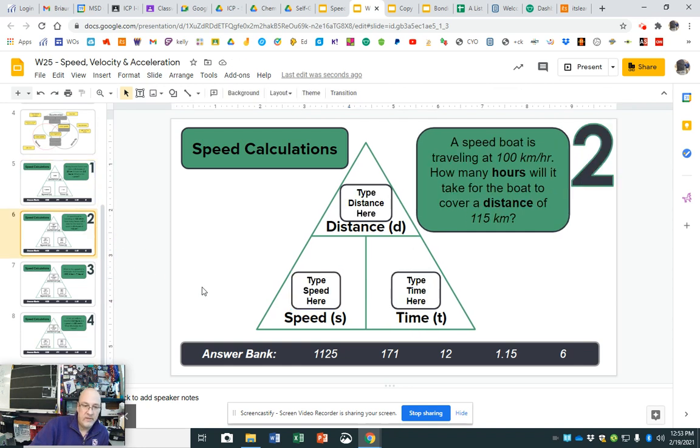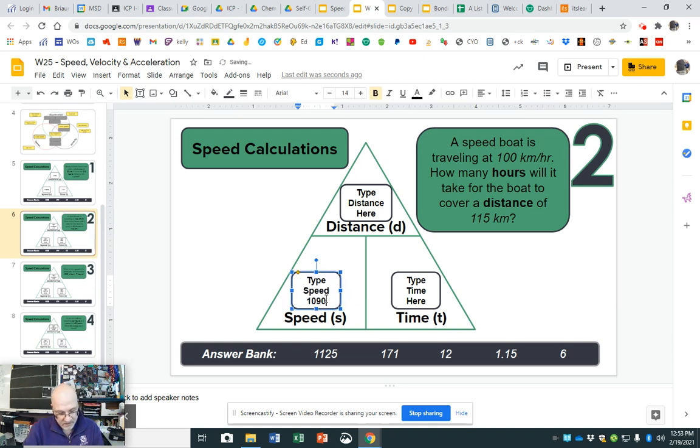All right, try another one. So it says traveling at 100 kilometers per hour. So we know the speed. How many hours? We don't know this. We do know that it's going to cover 115 kilometers. So how do you find time? If you cover up the t, it's distance divided by speed. So 115 divided by 100, be easy. Kilometers divided by kilometers goes away. The last unit standing is hours.